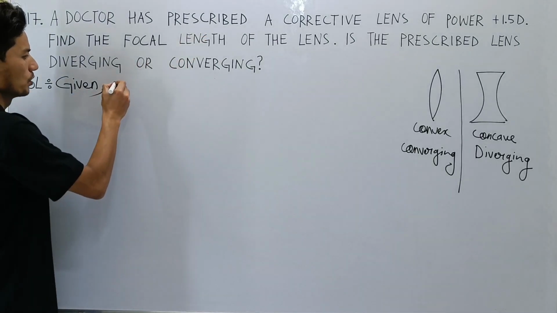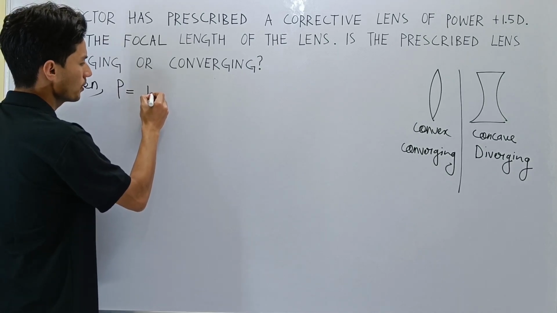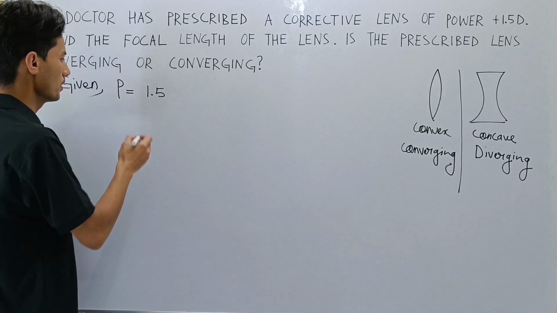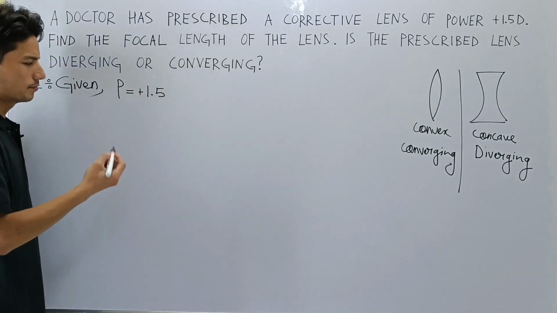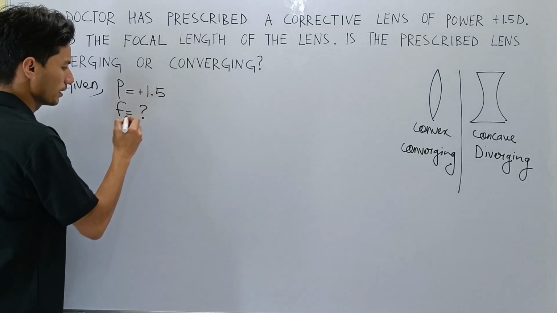Power is given to us. So power is given to us, write capital P and write 1.5 diopter. Just write 1.5. It's positive, no need to write the sign. Then we have to find the focal length.